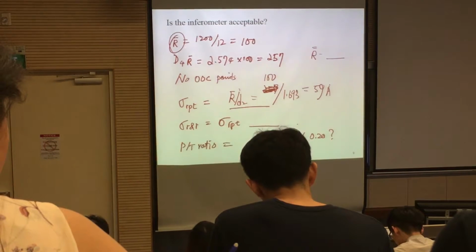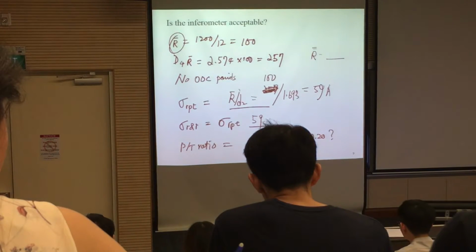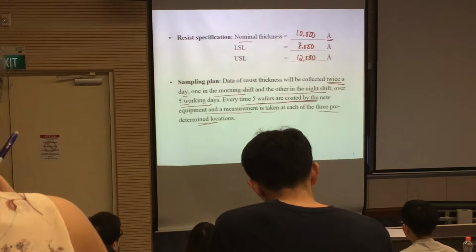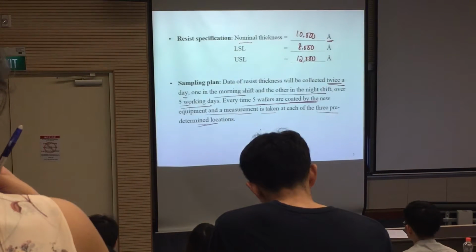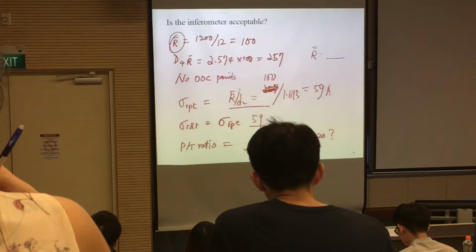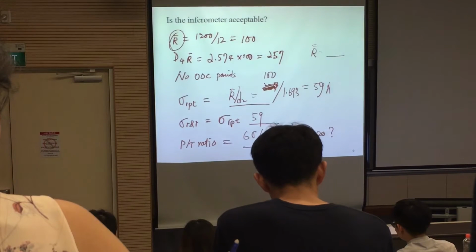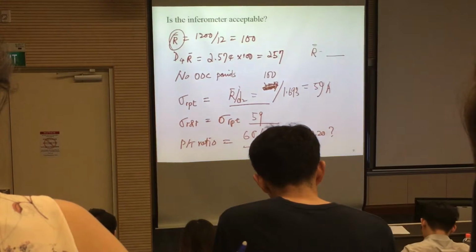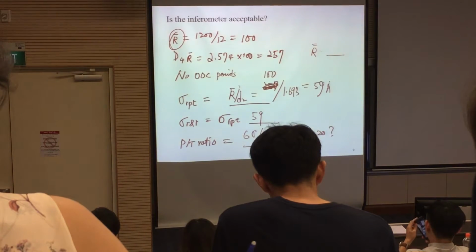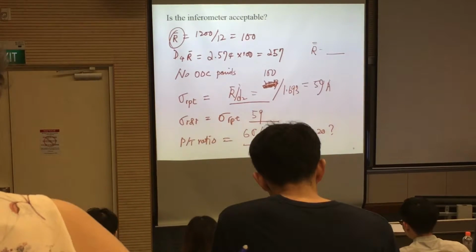And then this is also 59, right? It's upper spec minus lower spec, we already have it, given here, 4,000. So 6 sigma divided by 4,000, right? So this is equal to 0.089. So 8.9%. 8.9 is less than 20%, so it's acceptable. Got it?